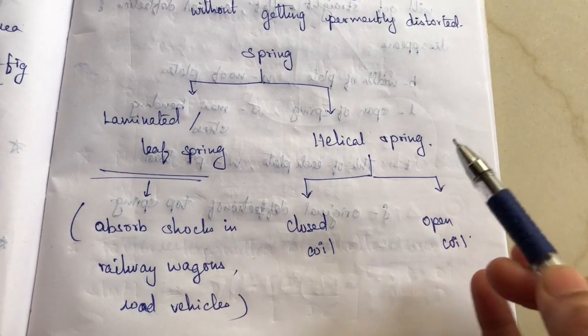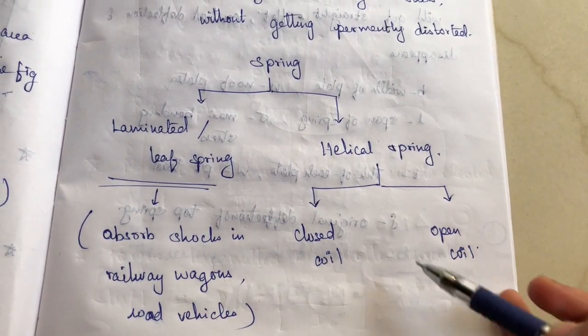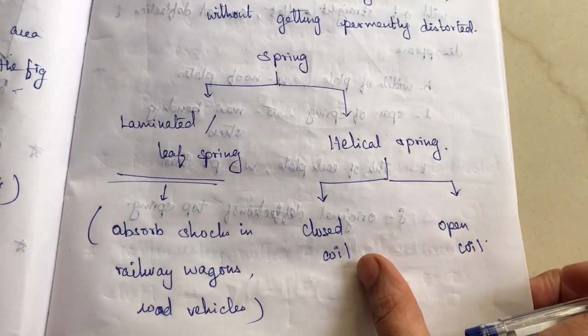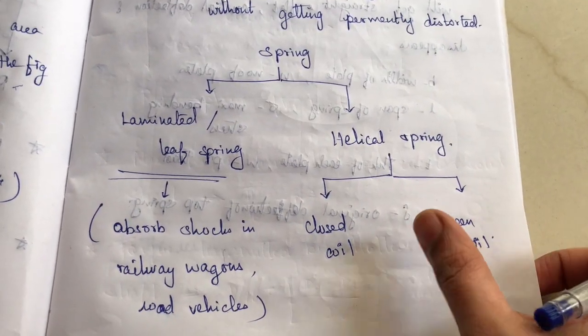And helical spring means it is of closed and of open type. So there are two types. Closed coil helical spring and open coil helical spring.